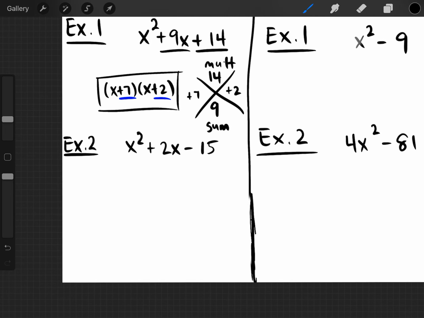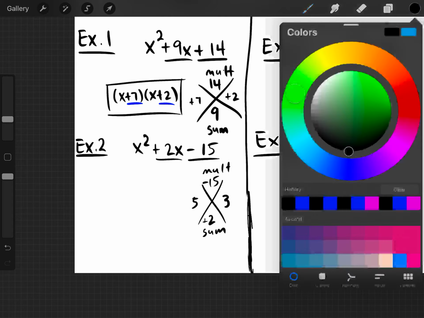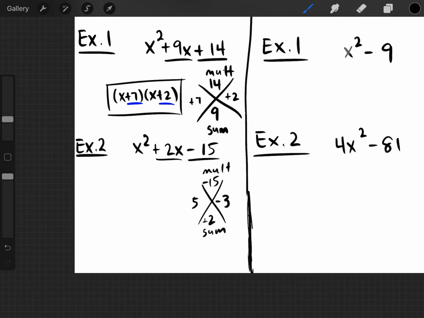Looking at that second example right there, now we're looking for two numbers. In this case, they multiply to negative 15. They add to positive 2. Two numbers that multiply to 15 and add to 2 would have to be 5 and 3. It's just that in this case, we need them to multiply to negative 15. So either the 5 has to be negative or the 3 has to be negative. In our case right here, it's the 3, right? Because 5 minus 3 gives you positive 2, right?